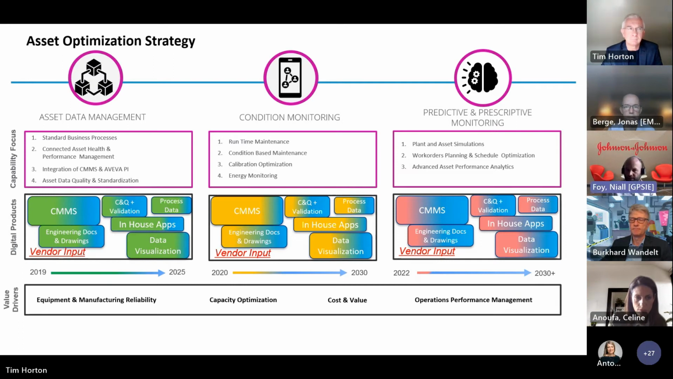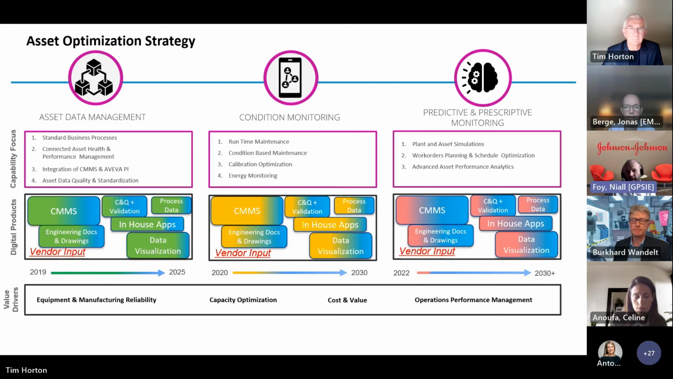This is the strategy that we have developed. It's the asset optimization strategy. And we've broken it into 3 pillars: asset data management, condition monitoring, predictive and prescriptive monitoring. And these are the 3 pillars. It reads from left to right. It's very aligned to the slide that Celine would have presented here with the maturity model, the digital maturity model.